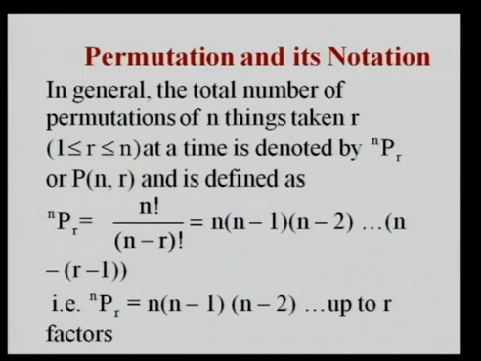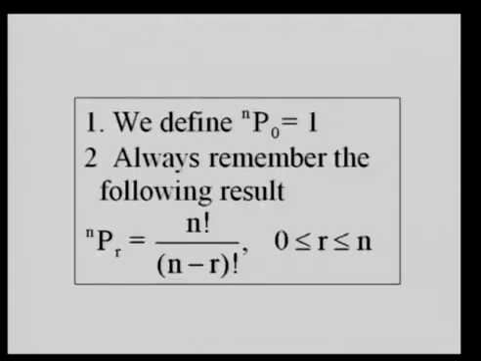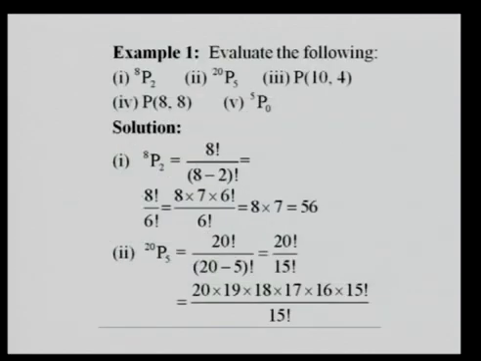So the number of permutations of n things taken r at a time is nothing but r factors starting from n, n minus 1, n minus 2 and so on. We define the number of arrangements of n things taken 0 at a time as equal to 1, and by definition we have already defined nPr as this. This is the formula that we are going to use in this session.